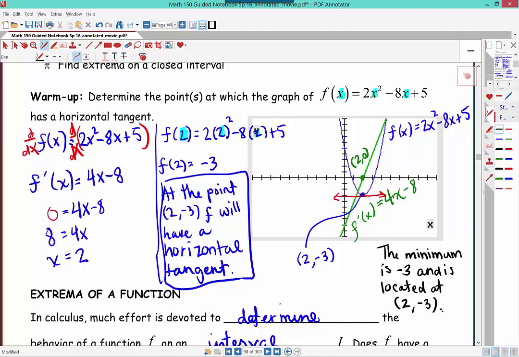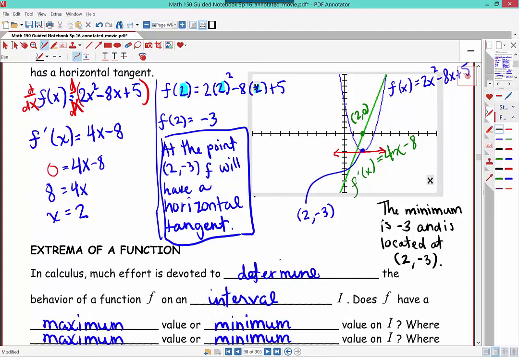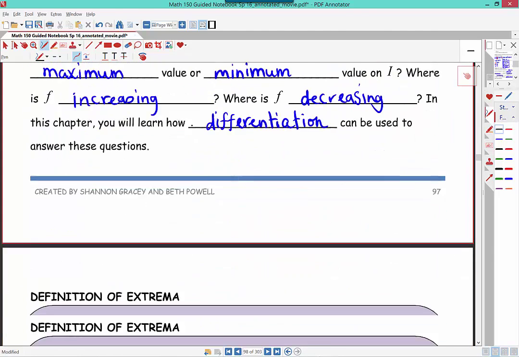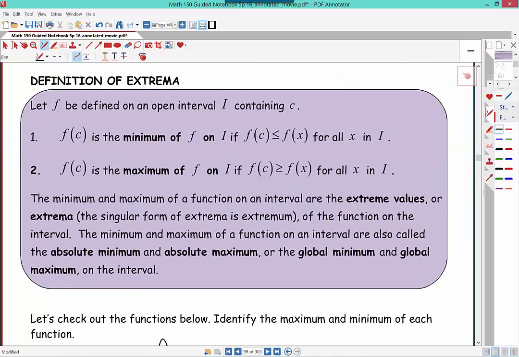Other words for minimum: it implies it's the smallest value on this whole interval, in this case minus infinity to infinity. When that is true, instead of just being a minimum in a neighborhood, which you know of as a relative minimum or local minimum, if it's the absolute minimum, then you can call it minimum. You can call this minimum, absolute minimum, or absolute maximum, global minimum, global max on the interval. If it just says minimum or maximum, it's implied that it's an absolute minimum or maximum.